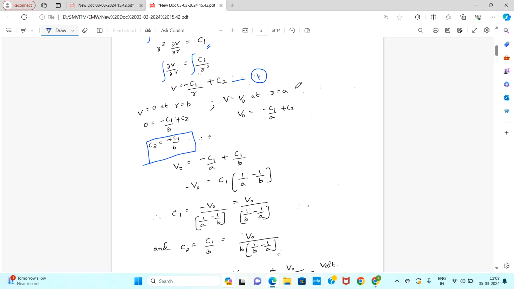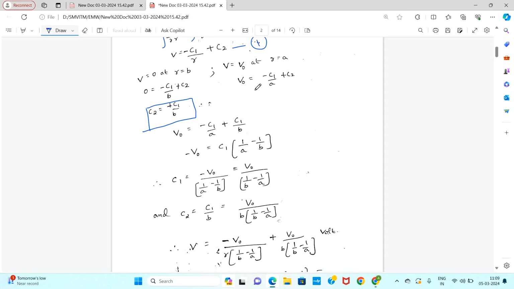I'll take the second boundary condition now. Second boundary condition is V is equal to V naught, where R is equal to A. So I'll put these values in the equation 1, and I got this expression. Now in place of C2 in this equation, I'll substitute C1 by B. Okay, this is this equation. So here in place of C2, I put C1 by B. So if I rearrange the terms and simplify it, I will get the equation for C1.